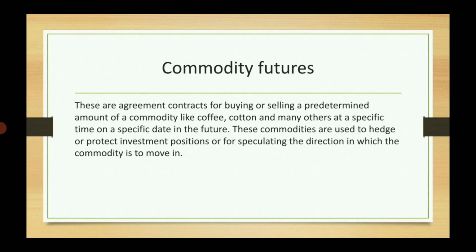These commodities are used to hedge or protect investment positions, or for speculation in the direction in which the commodity is going to move. So these are like buying a commodity like coffee online, but you are speculating that the price is either going to increase or decrease. So when you are to buy, you're expecting a price increase, and when you are to sell, you're expecting a price decrease, meaning you are going to sell and then get a profit when the commodity loses value, and when you buy and the commodity gains value, you will get a profit.